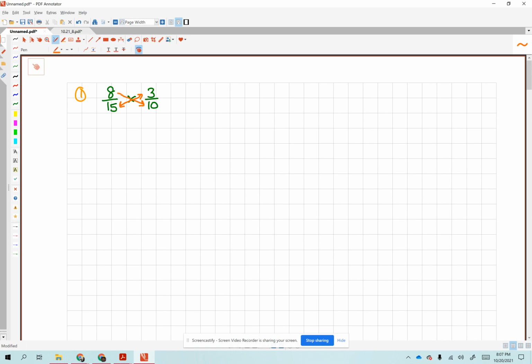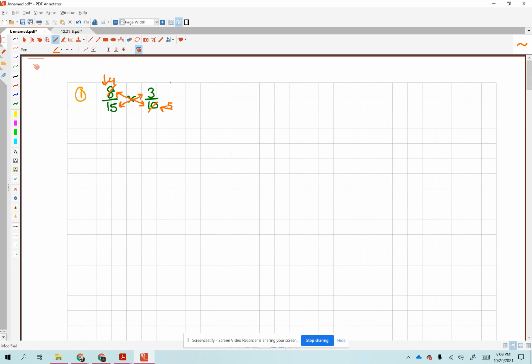which means the numerator of one fraction compared with the denominator of the other. First I have this 8 and this 10, and I'm going to ask, what is the largest number that is a factor of both 8 and 10? Well, I know that they're both divisible by 2. So 8 divided by 2 is 4, and 10 divided by 2 is 5. Now I've made those numbers smaller.